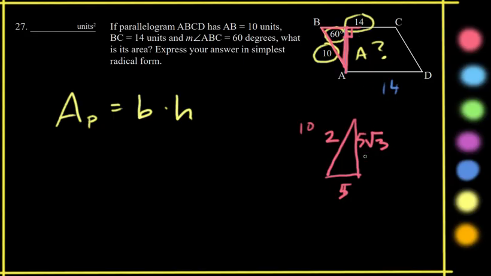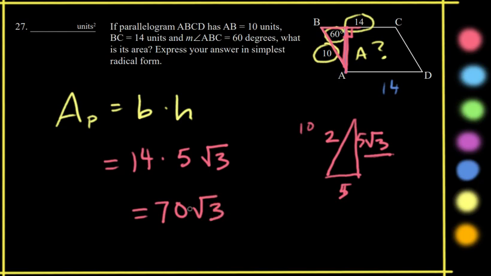So yeah, the important thing is this one, because this is the height. So we've got 5 root 3 is the height. So now we can compute our area. The base is 14, and the height is 5 times the square root of 3. And so 14 times 5 is 70, so we have 70 times the square root of 3. And that's our area. That's what they wanted, 70 times the square root of 3.